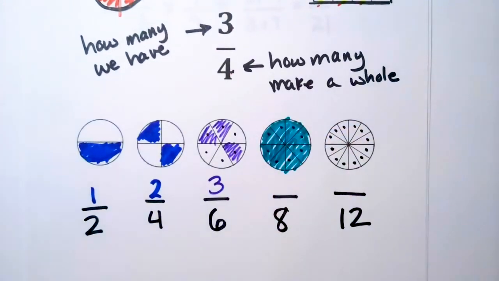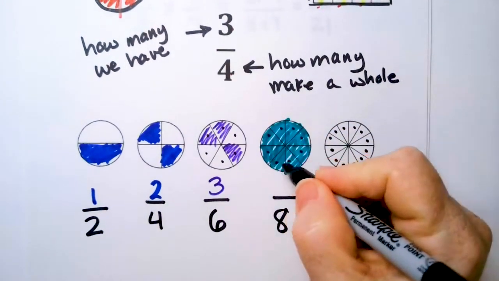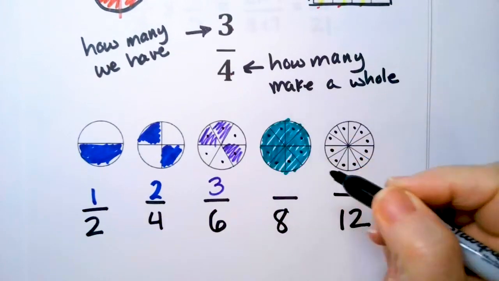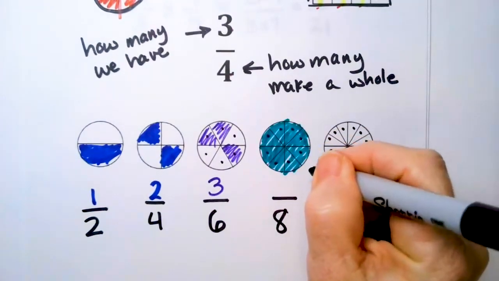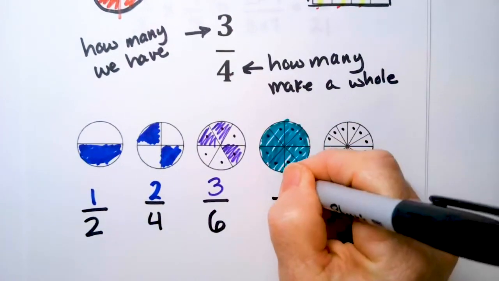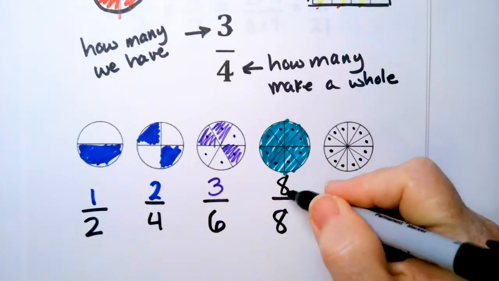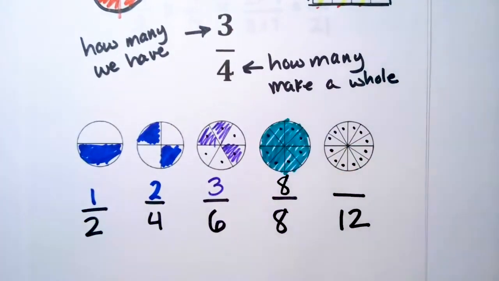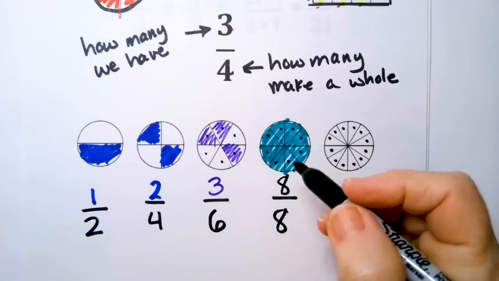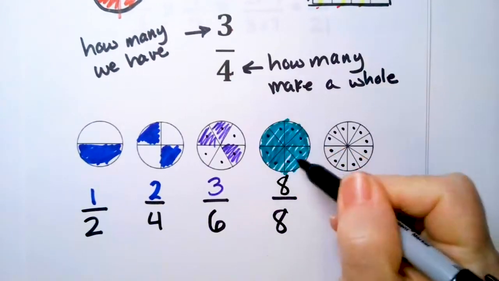All right, so if I color the whole thing, there are 8 slices and you eat the whole thing, right? Now you don't feel so good. Okay, so the top is going to be 8. And 8 over 8, do you see how the number is the same? We're going to talk about that in just a second, but this is how you'd write this one, 8 over 8 if you fill in the whole thing.